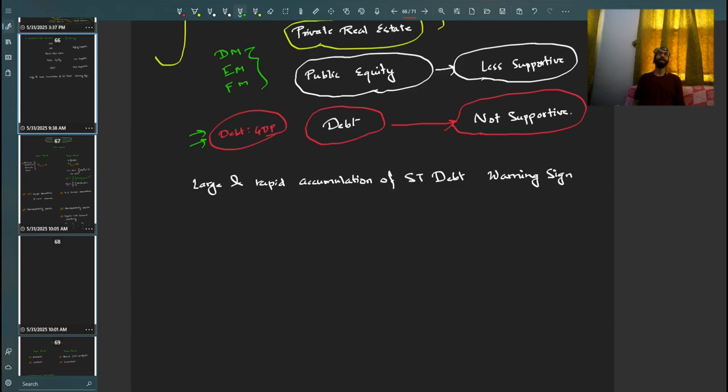Specifically, one point needs to be mentioned here. Large and rapid accumulation of short-term debt is a warning sign.